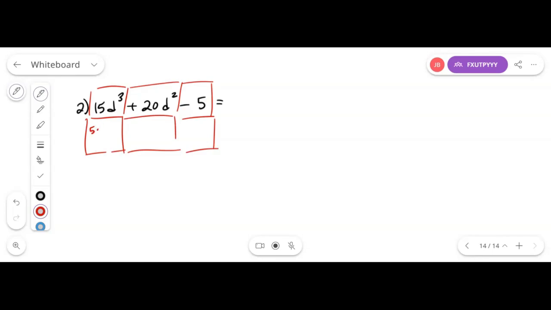Fifteen is 5 times 3. D cubed is d times d times d. 20, I'm not going to choose 2 times 10 because 2 times 10 doesn't help me. I'm going to choose 5 times 4 times d times d. And negative 5 is 5 times negative 1.